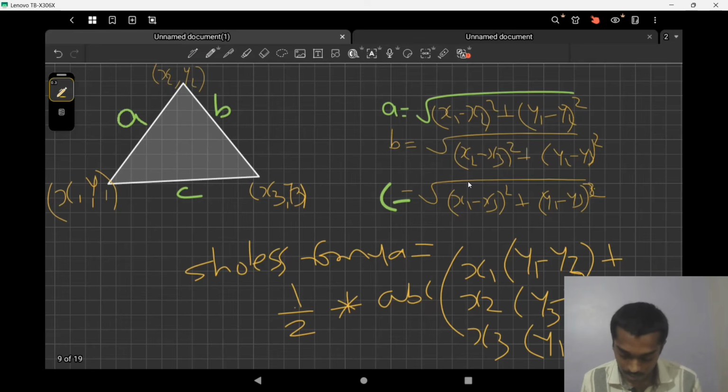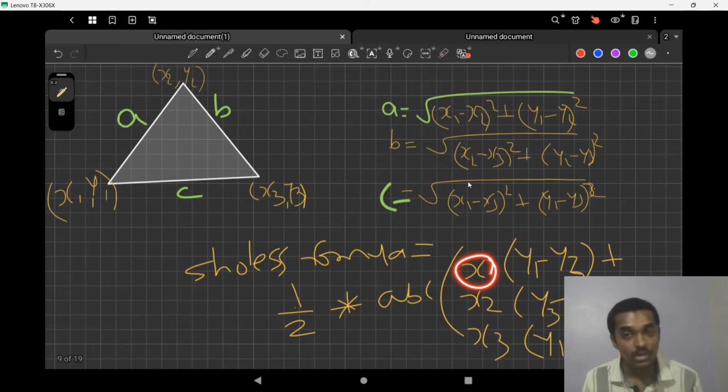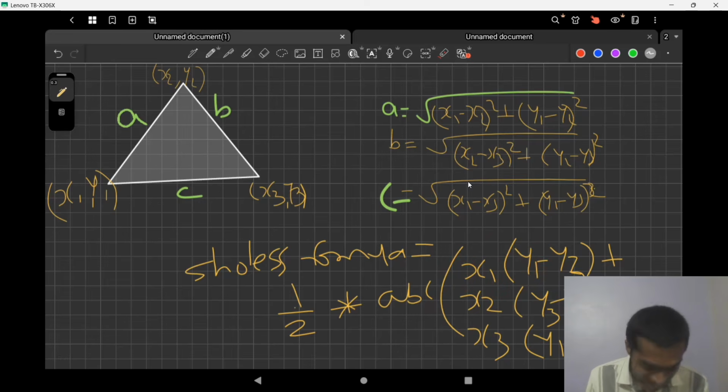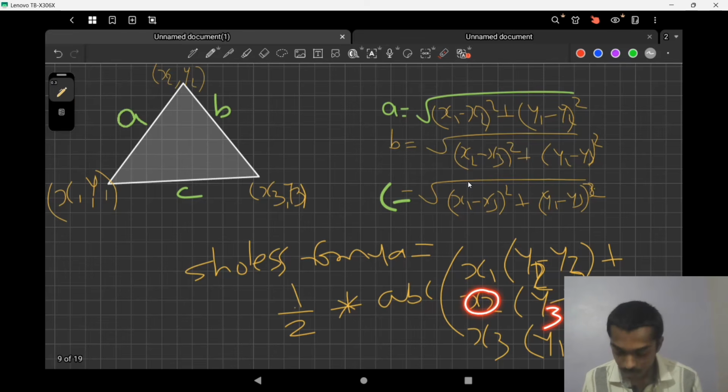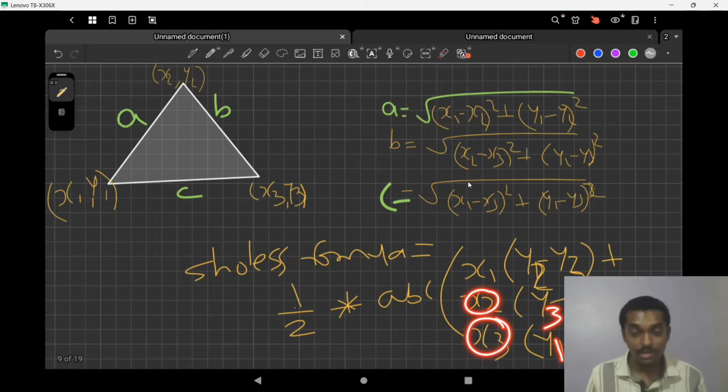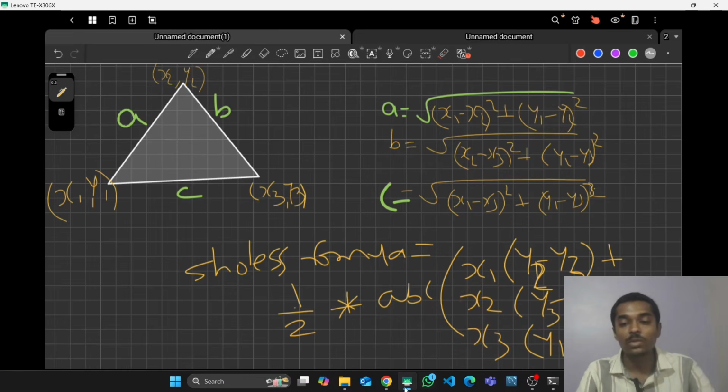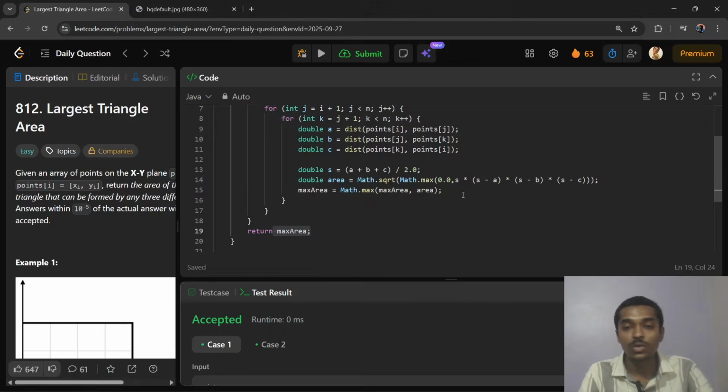Sorry, this is y1. If you choose x1, you have to subtract the other two y values, so y2 minus y3. Sorry guys, this is y2 and y3. If you choose x2, then y3 minus y1. If you choose x3, then y1 minus y2. This is the Shoelace formula. So now let's write the code for the Shoelace formula.